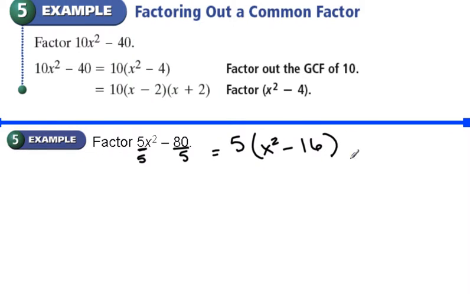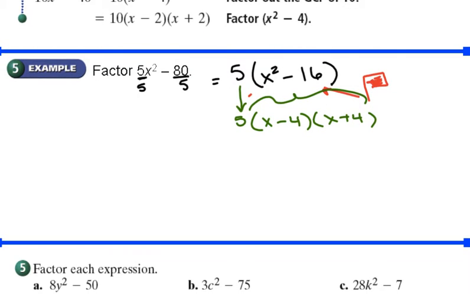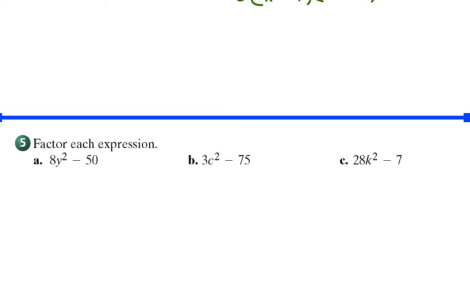Okay, so this right here should be raising a red flag because you know that this is a difference of squares. So we can simplify that. This then is going to be (x minus 4) times (x plus 4), and don't forget to bring the 5 along. So this would be the answer, 5 times (x minus 4) times (x plus 4). One more, and then we will be done with this one.